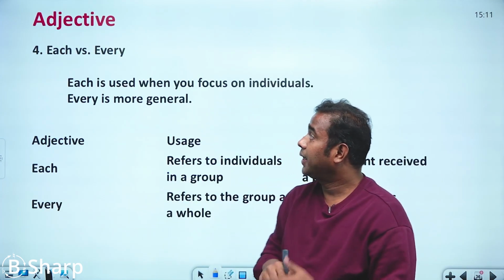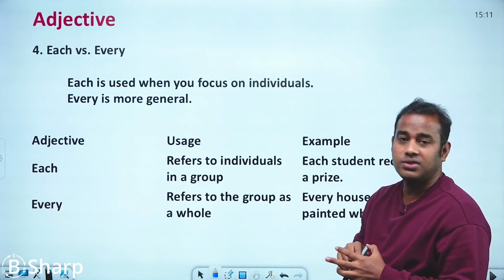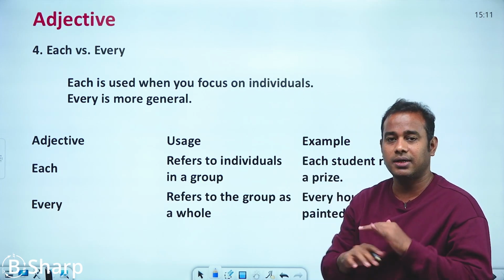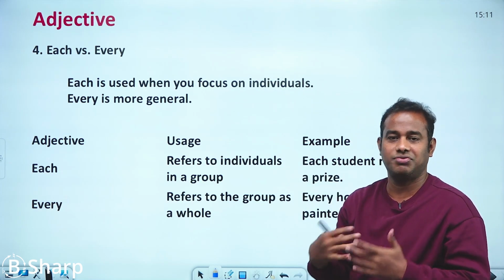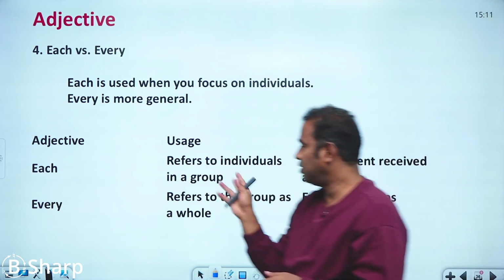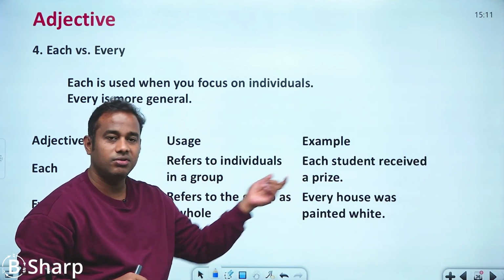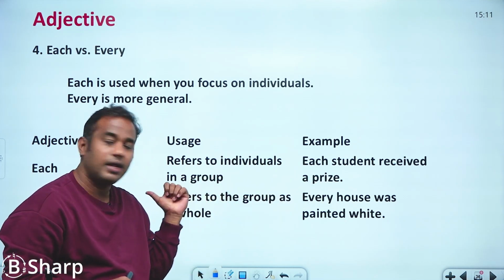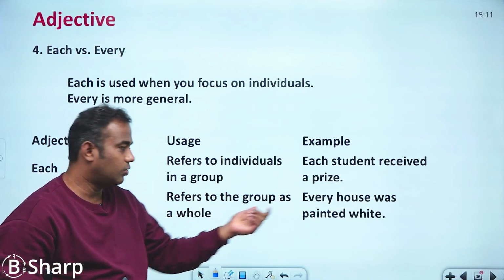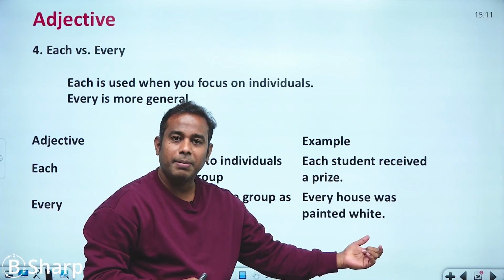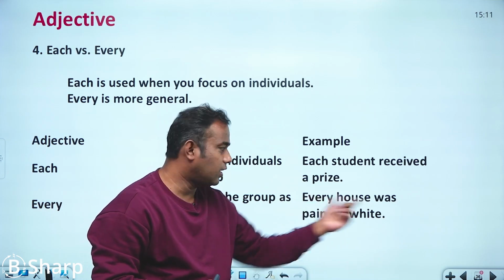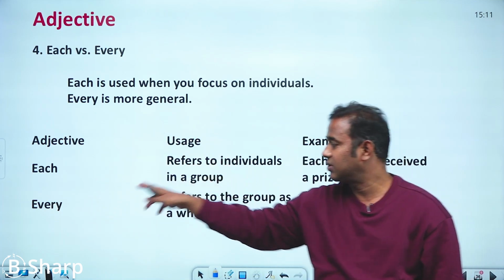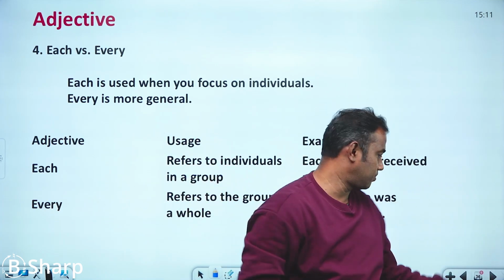Then each and every, where we use each and where we use every. Each is basically used when you focus on individuals, whereas every is used generally, in a generalized fashion. So each refers to the individuals in a group. Each student received a prize. Each student passed this examination. Whereas every refers to a group of persons as a whole. Every student has to apply for this examination. Every house was painted white. So remember this point: each refers to the individuals, every refers to the total group. Okay, please keep this point in mind.